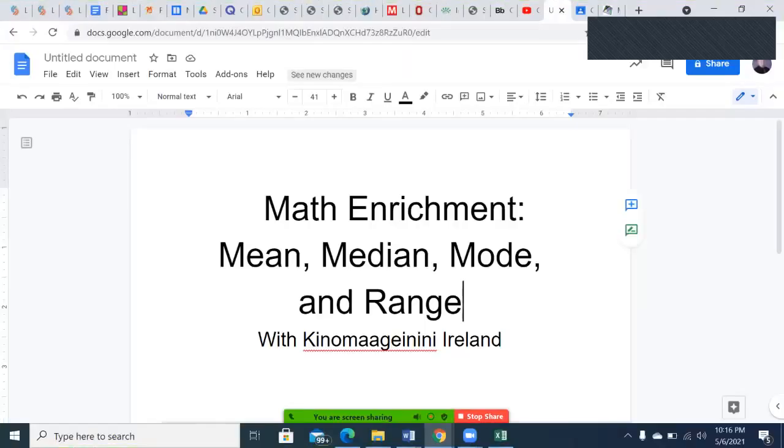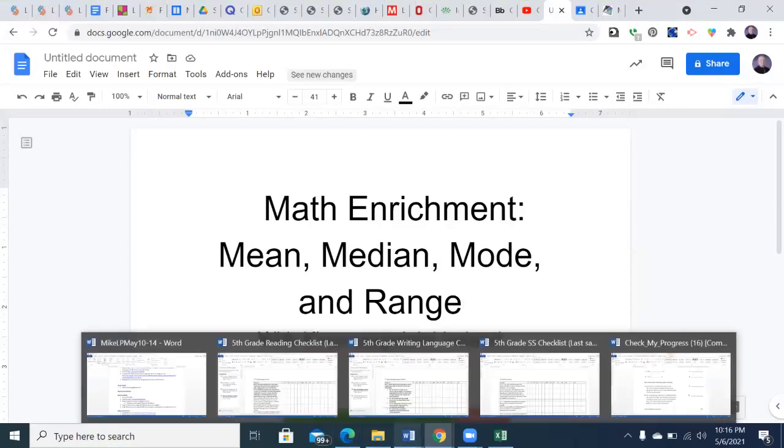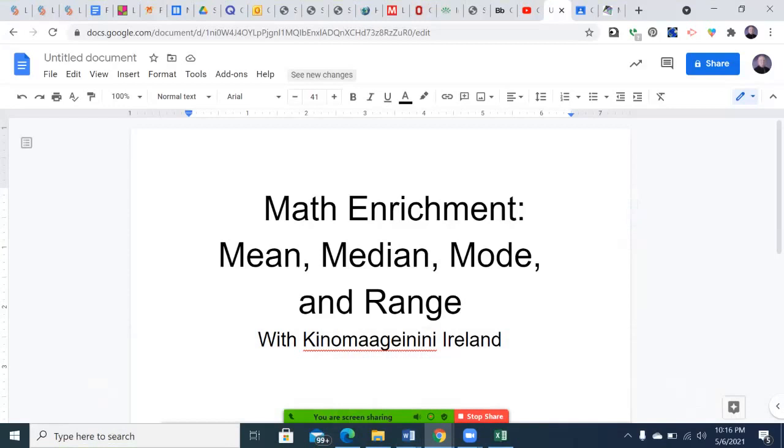Today's lesson: mean, median, mode, and range. Let's go ahead and get a new share of whiteboard here. So let's say that I have the following numbers.